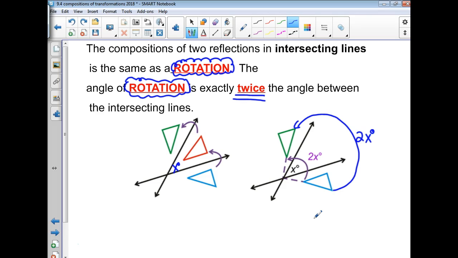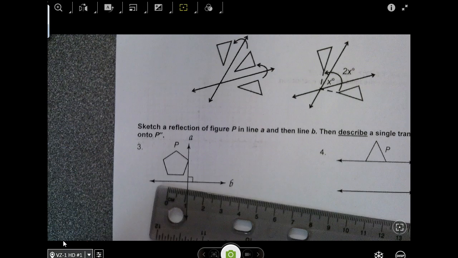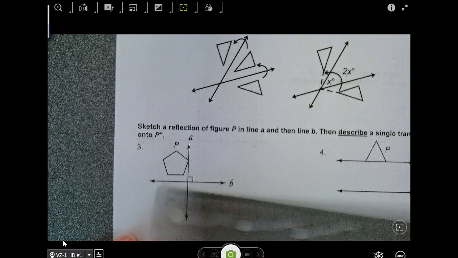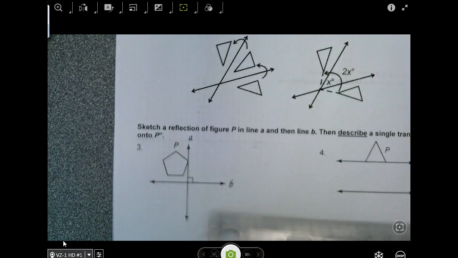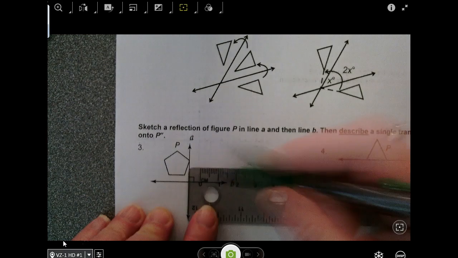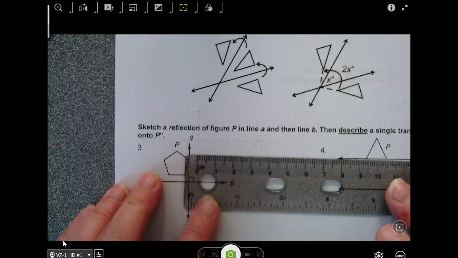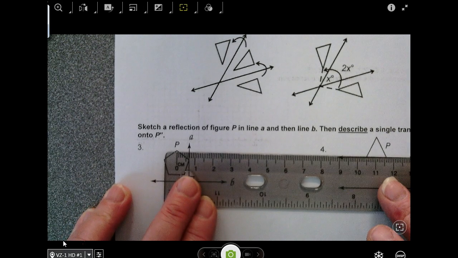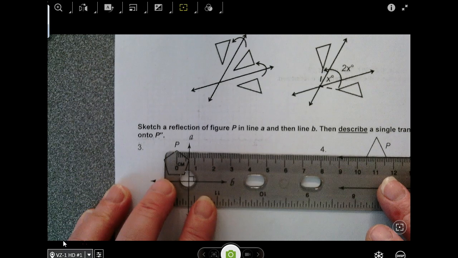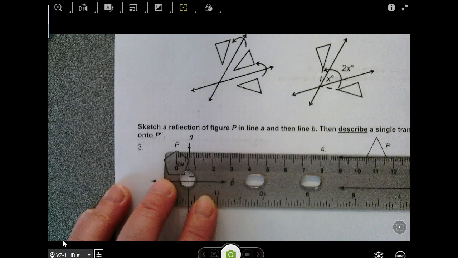Okay. I'm going to need to use a document camera to do the next one. Reflect over line A and then line B. So take the centimeter, millimeter side of your ruler. I'm going to take the distance P is from the line. Now we got to go directly over.